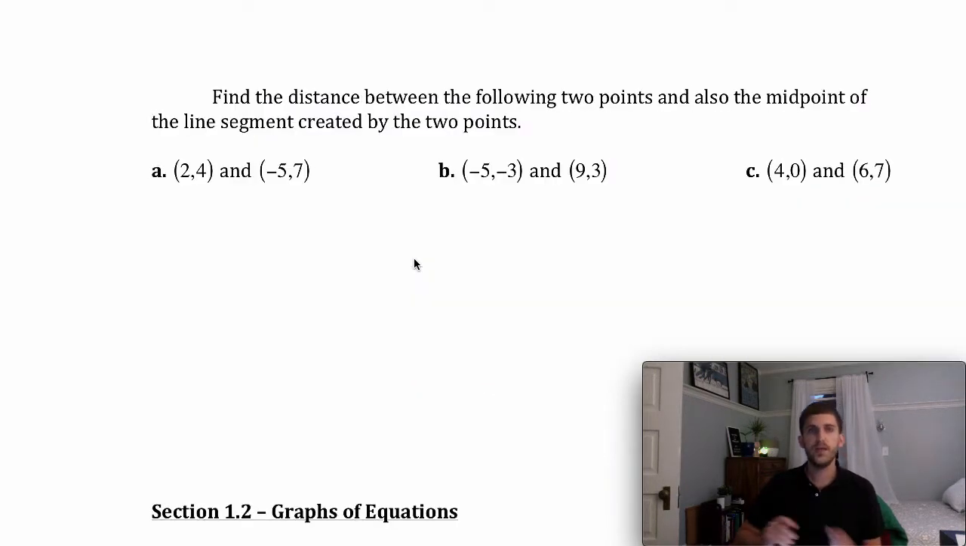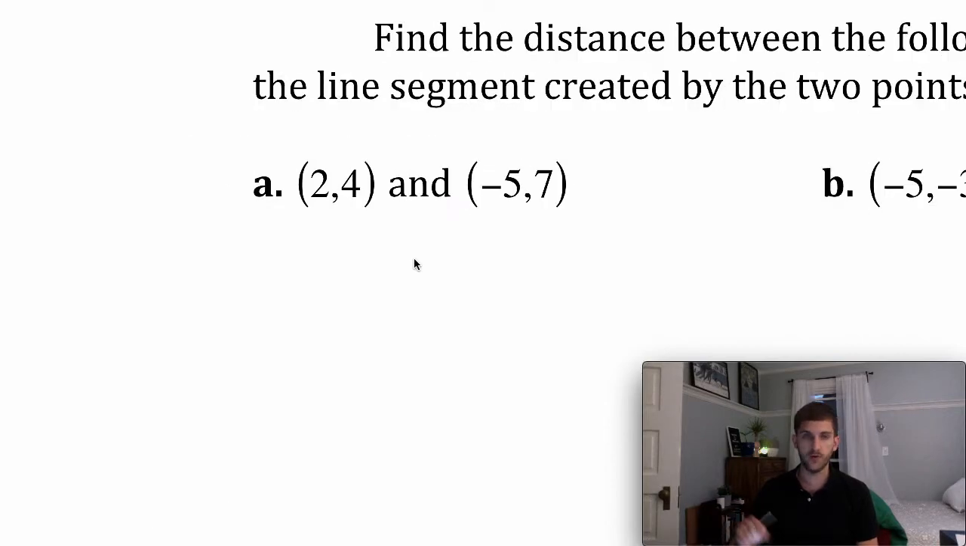This first one says find the distance between the following 2 points and also the midpoint of the line segment that connects those 2 points. So in this case, we should probably go through and just label the coordinates.